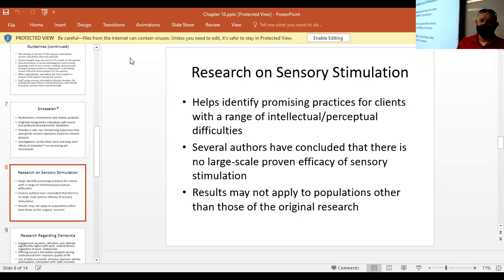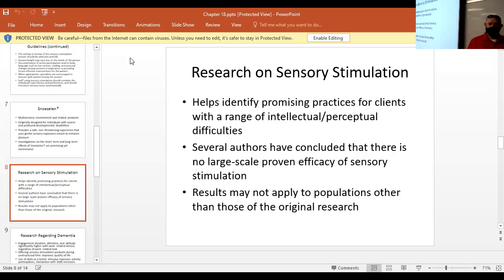Several authors have concluded that there is no large-scale proven efficacy of sensory stimulation. Again, as a practitioner who has worked with different sensory modalities with patients, I have seen positive effects. I have seen smiles on their faces when they left as opposed to frowns when they got there. Now, where they don't, they must be looking at extreme long-term effects or something like that in this data collection, because I promise you there is efficacy in sensory stimulation. At the very least in short term, I promise you.